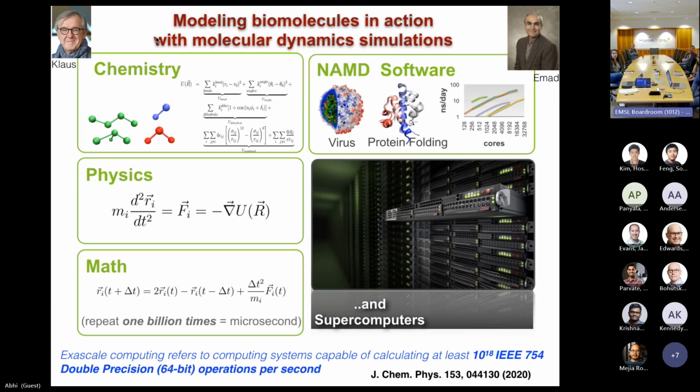Now the exciting news for this area is that the first exascale computer has been set up in a DOE lab, namely at Oak Ridge, which allows us to do 10^18 double-precision calculations per second. The equation that I write here has to be solved for all the atoms in your system, so the larger the number of atoms, the more expensive the simulation becomes. Now we can in principle do 10^18 calculations per second.